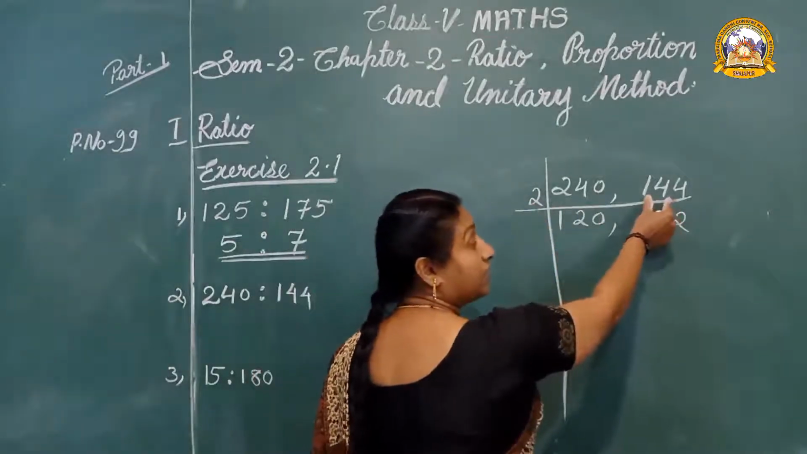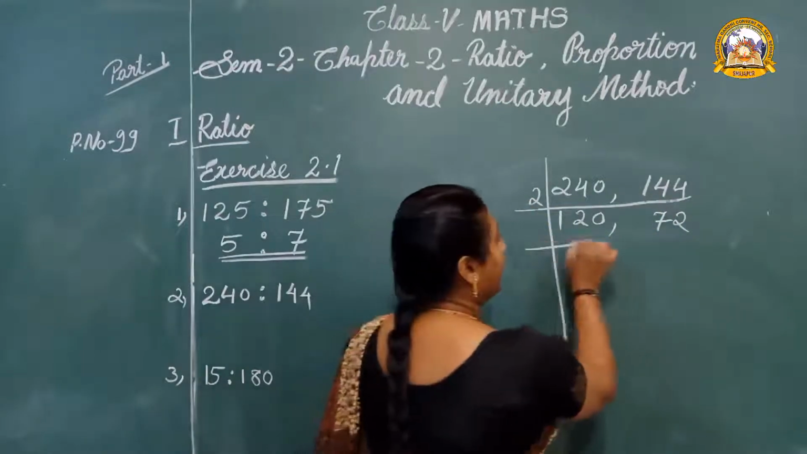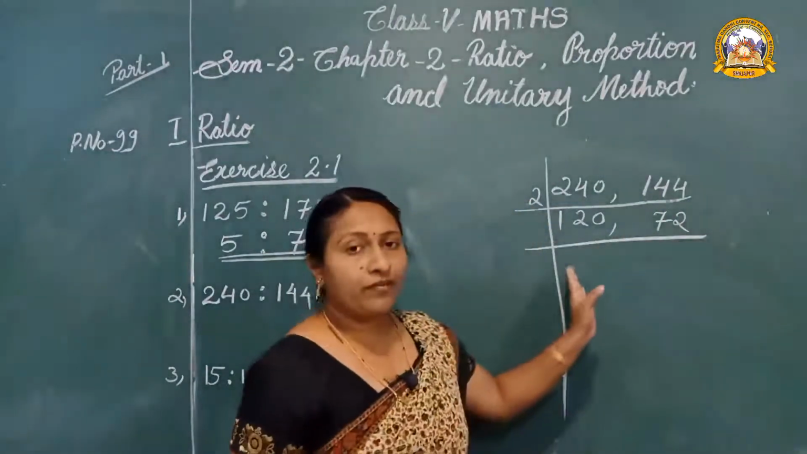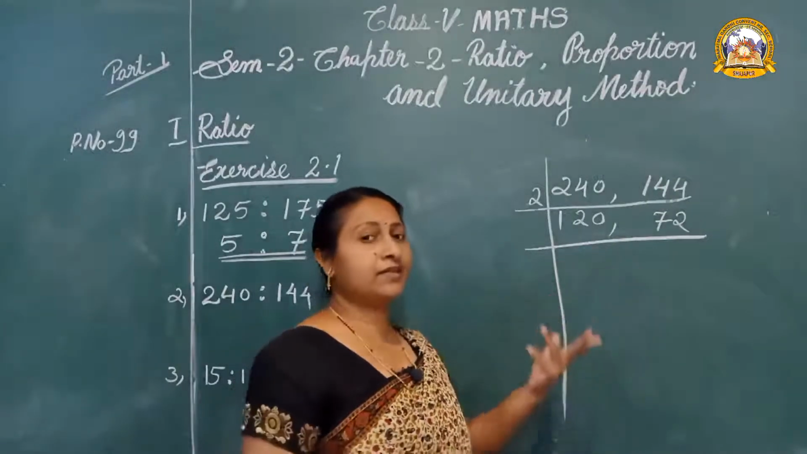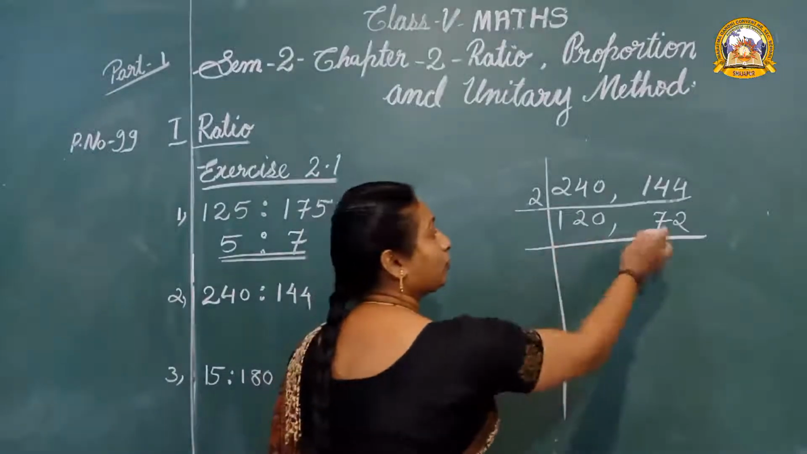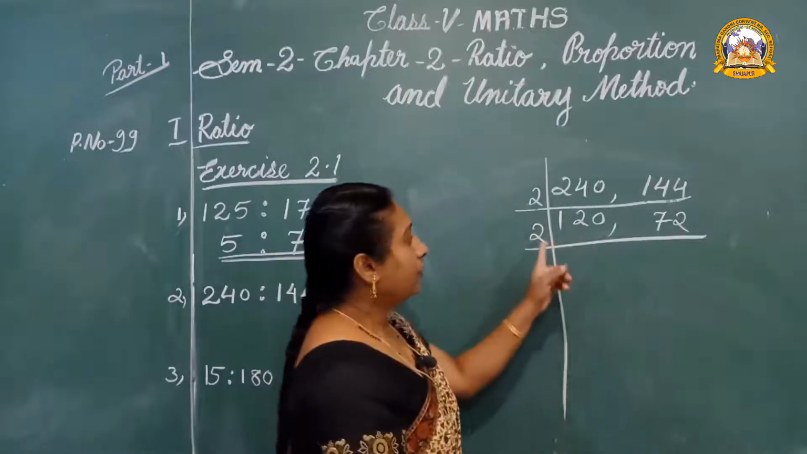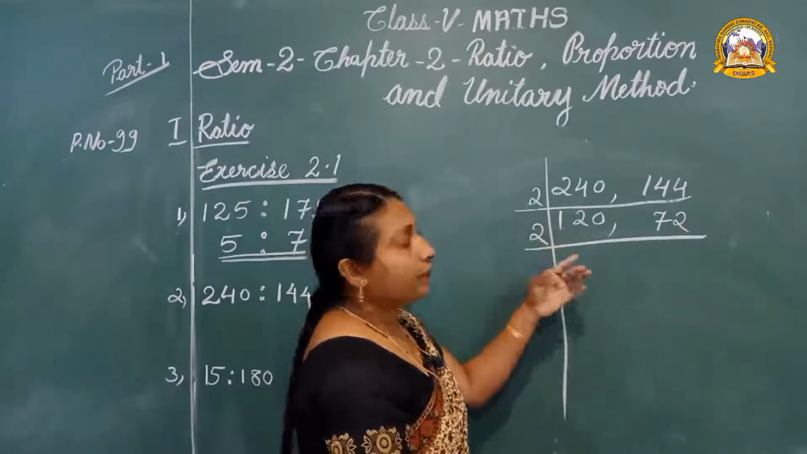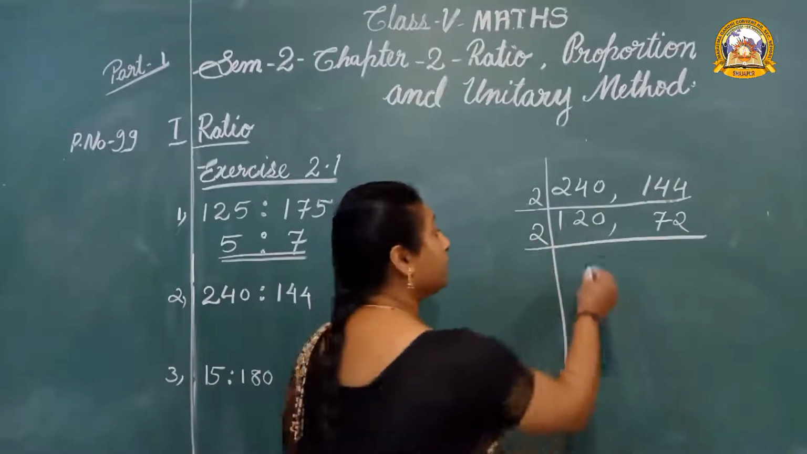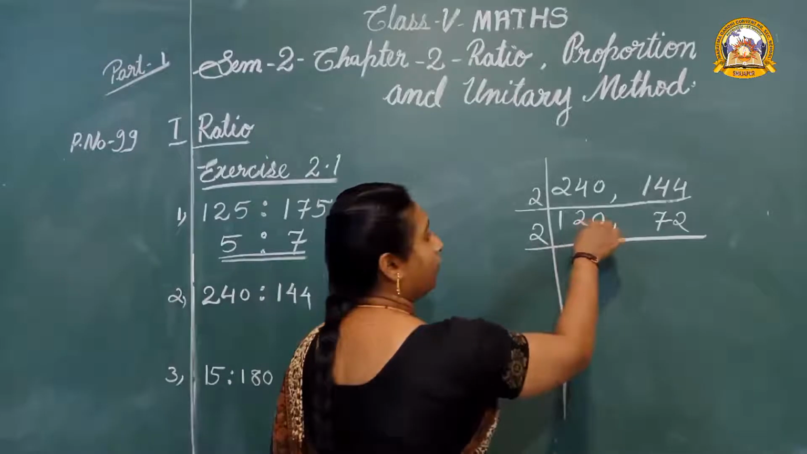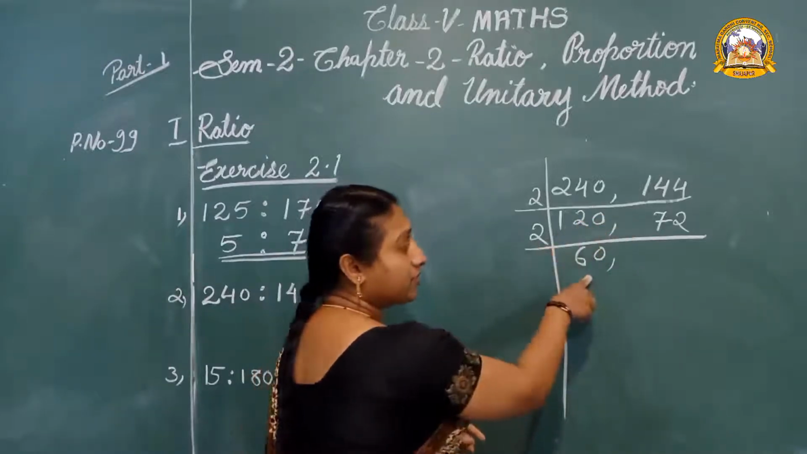And 144 divided by 2, 72. Again, which is the common factor? Can you say a common factor? Yes. Again, let us divide them by 2 because both of them are even numbers. First, 1 divided by 2 we can't do. So take 12. 12 divided by 2. How many? Yes, 6 2s are 12. Then this 0. 120 divided by 2 is 60.